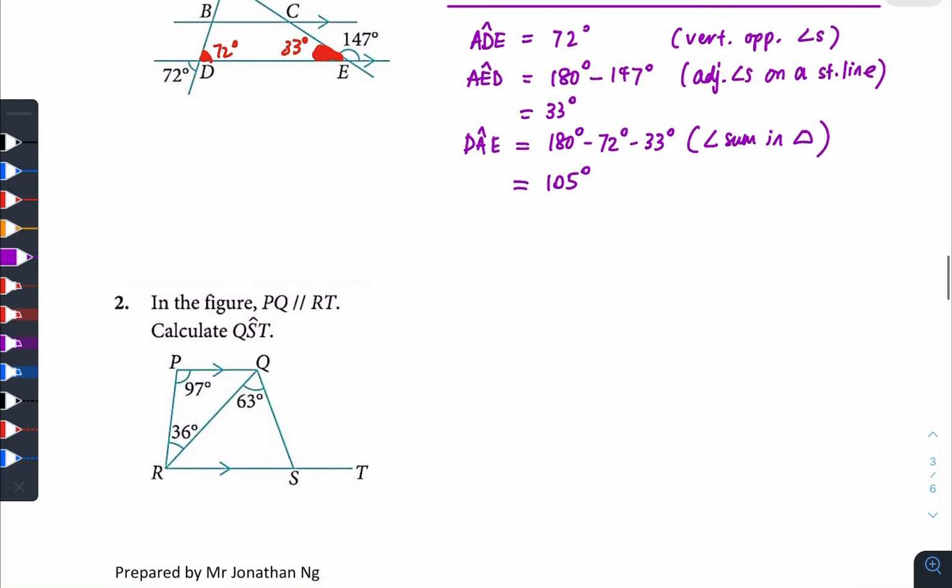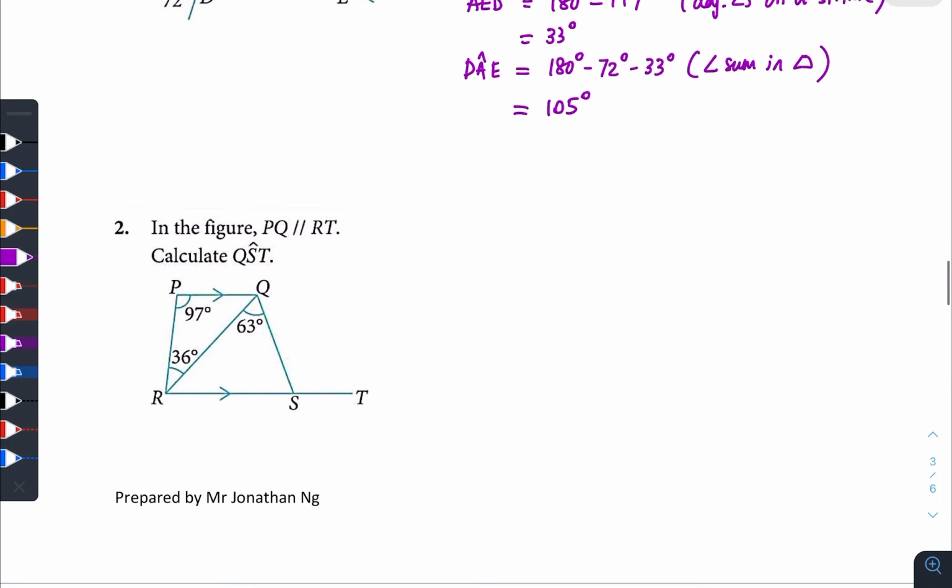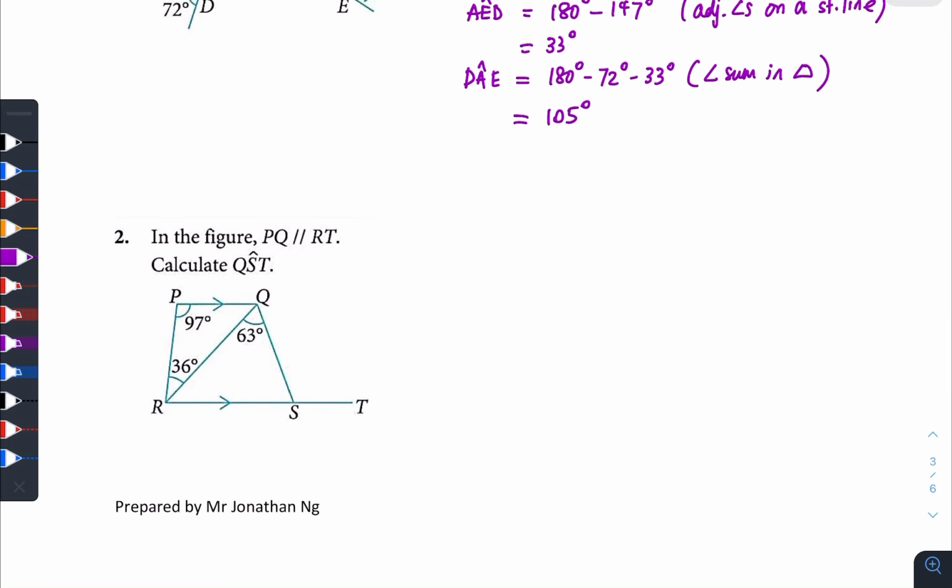And our final question of the day, practice now 3, question number 2. So in the figure, PQ is parallel to RT. Okay, so we have two parallel lines over here. First one here, second one here. Okay, two parallel lines. So we are interested to calculate angle QST, this angle over here.